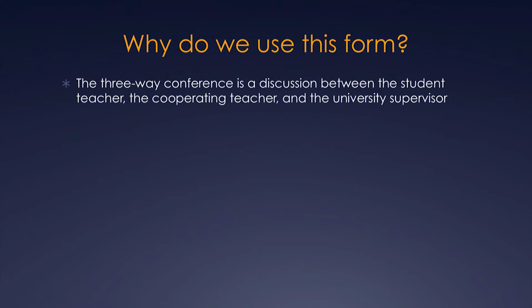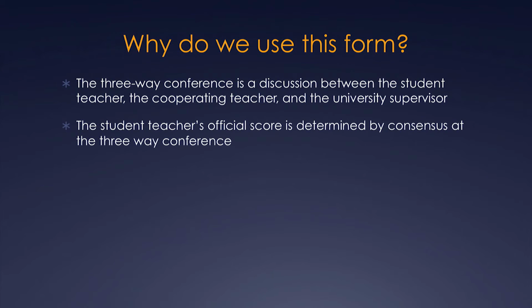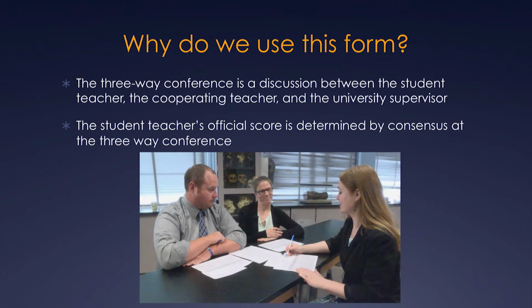The Vari-EPP student teaching form was created to facilitate and document the three-way conference conversations between the student teacher, the cooperating teacher, and the university supervisor. Each member of the conference should arrive at the conference meeting with his or her rubric already completed. The official score that a student teacher receives will be the consensus of this three-way conference. The purpose of this meeting is to ensure that the perspectives of each member of the team are taken into consideration when evaluating the student teacher. This process not only supports more accurate evaluation, but it also provides a student teacher with feedback from multiple perspectives he or she can use to improve his or her practice.